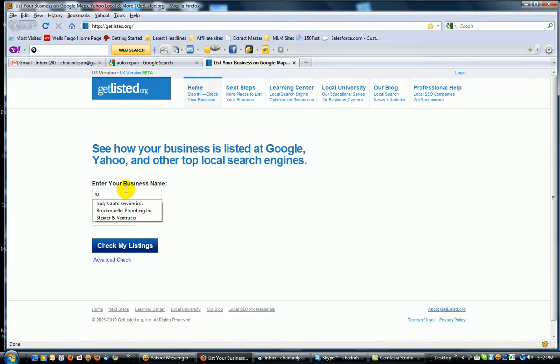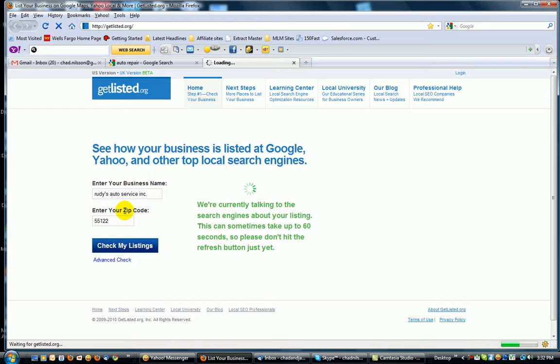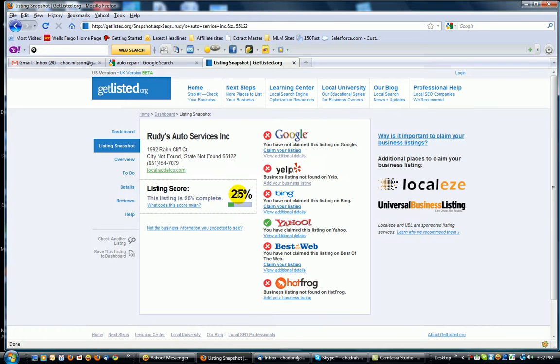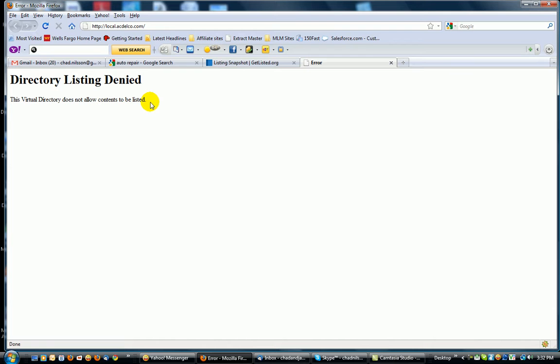There it is here. 5122. They are only listed 25%. They have the wrong address here. They have their old address, and the website listed is not valid at all.